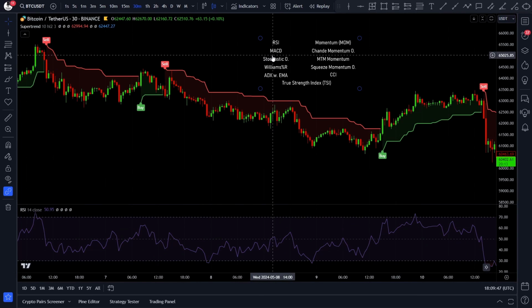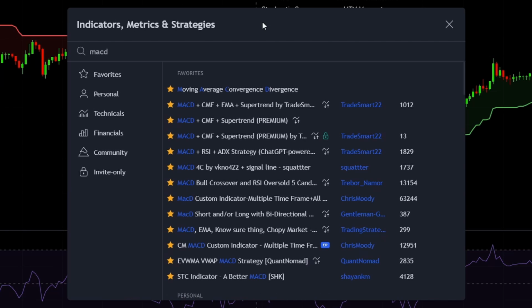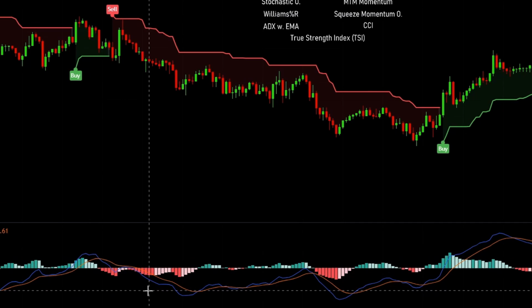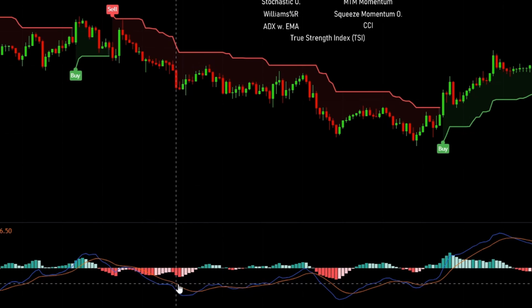Moving on, our next momentum indicator is the MACD. So type in MACD and add the moving average convergence divergence to the chart. The MACD has 2 lines. The blue one is the fast moving one and the orange one is the slow moving one.